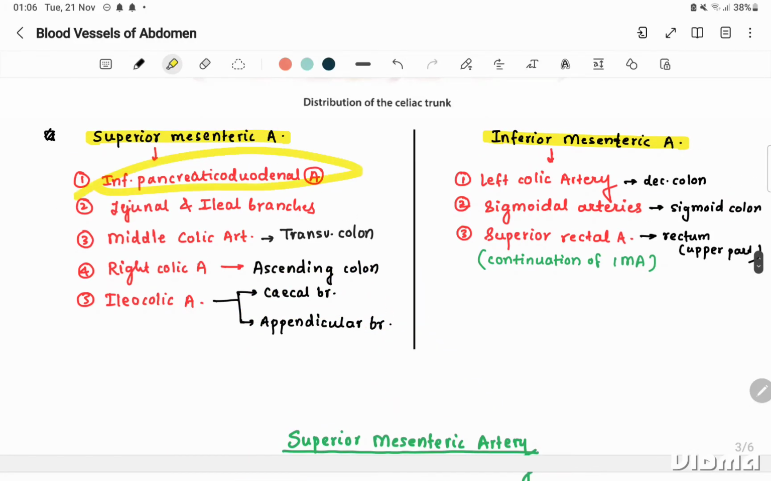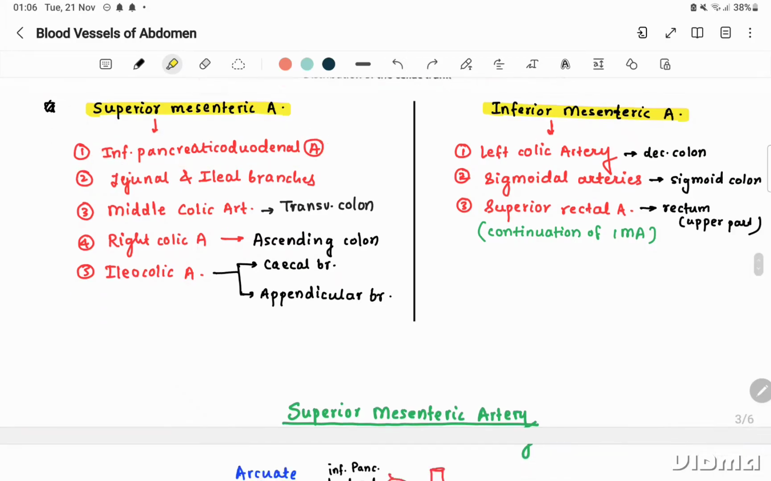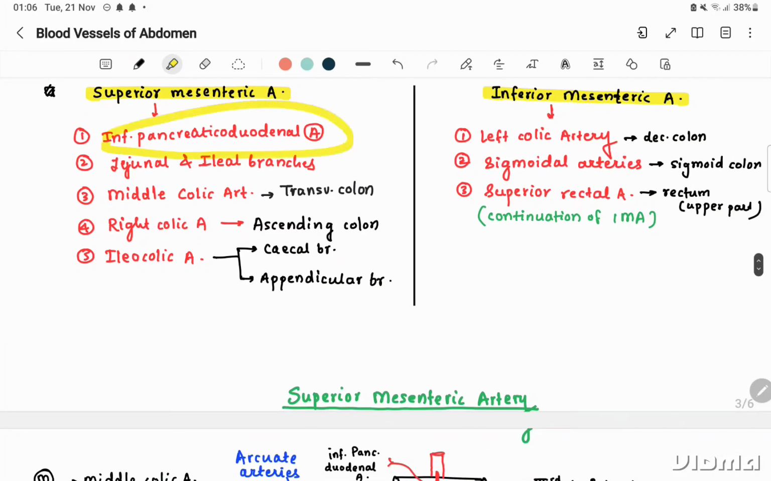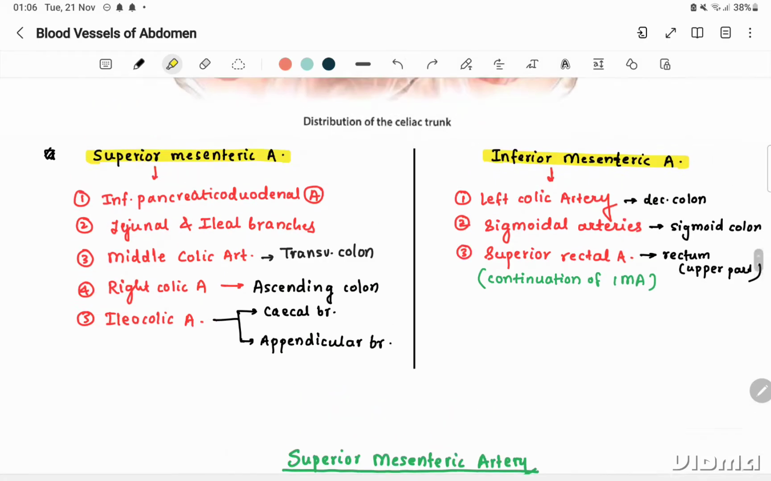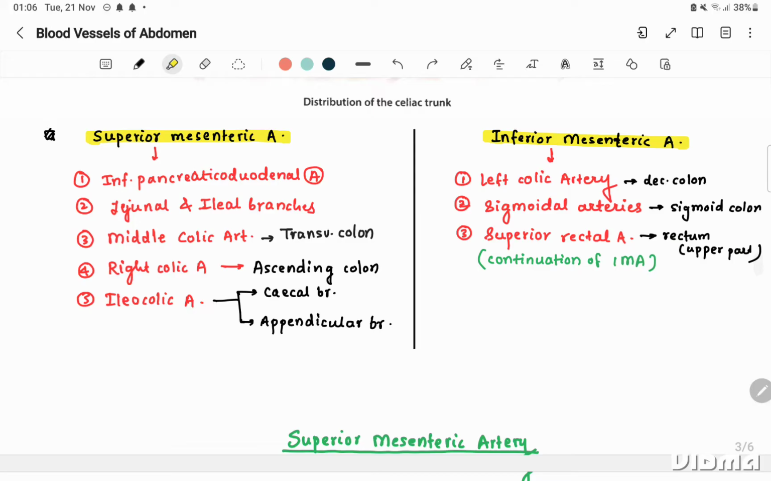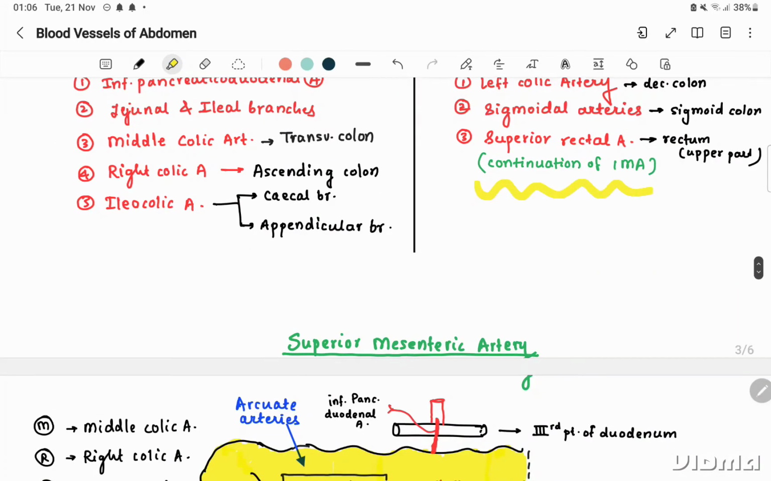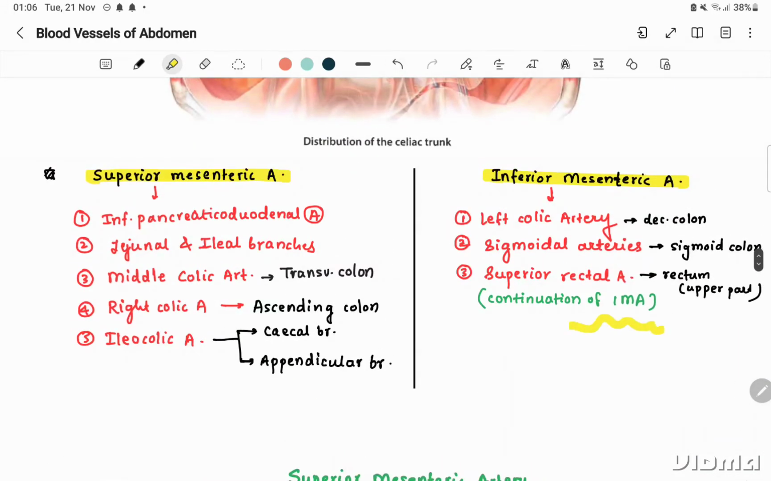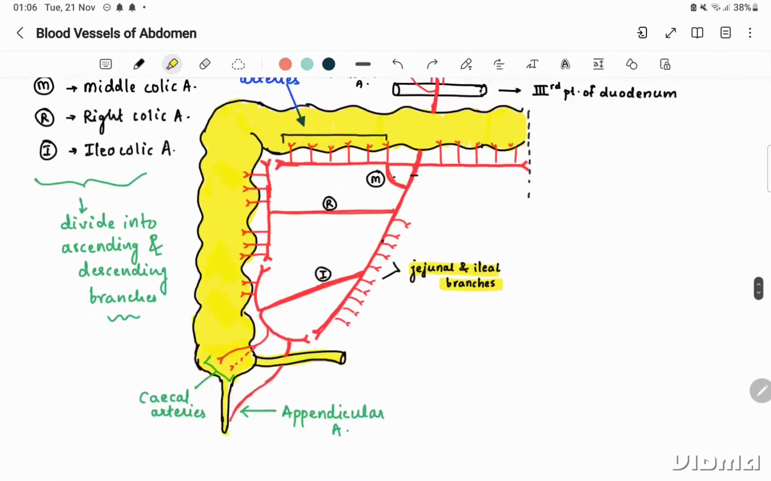So the superior mesenteric artery will have 5 branches: the inferior pancreatico-duodenal artery, jejunal and ileal branches, middle colic artery, right colic artery, and ileocolic artery. And the inferior mesenteric artery will have 3 branches: the left colic artery, which supplies the descending colon, the sigmoid artery, which supplies the sigmoid colon, and the superior rectal artery, which supplies the upper part of the rectum. The superior rectal artery is the continuation of the inferior mesenteric artery. This continues as the superior rectal artery in the later part.